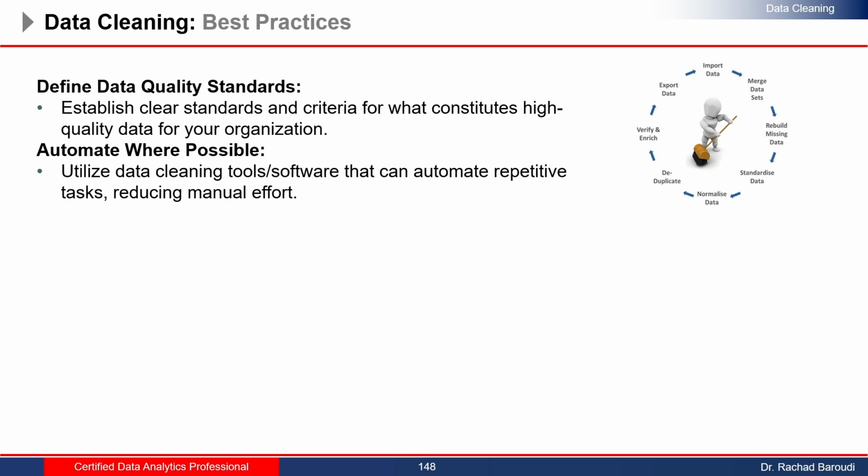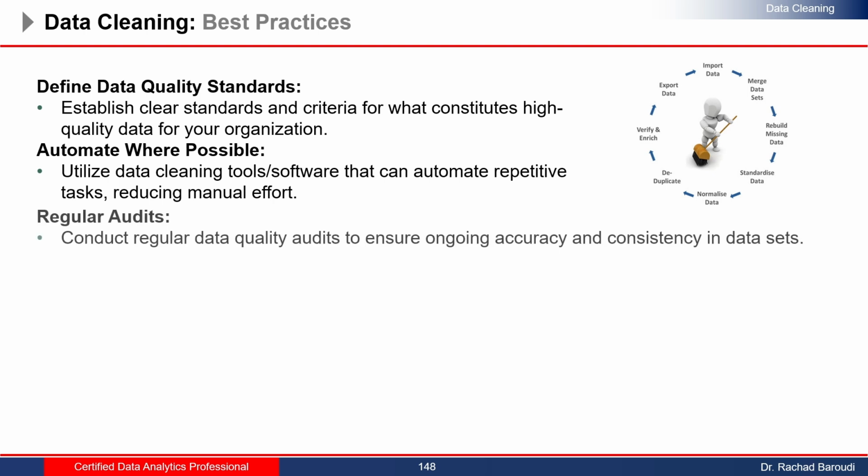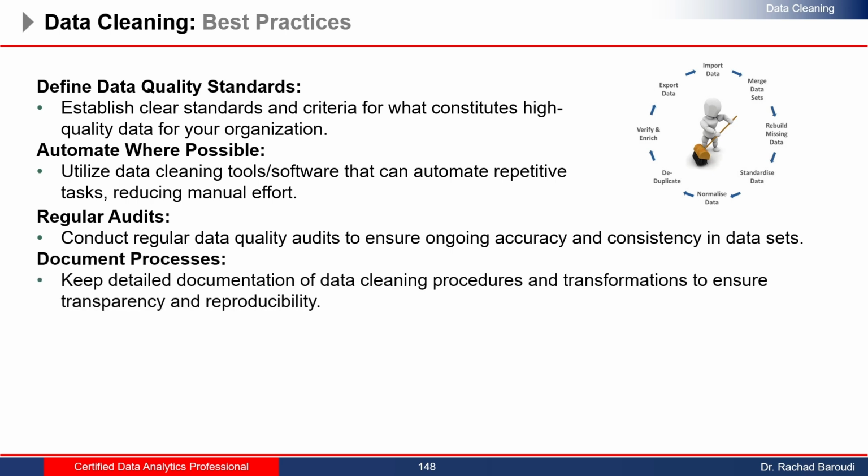At the minimum, you can use pivot tables and macros inside Excel to do that. Regular audits. Conduct regular data quality audits or checks to ensure ongoing accuracy and consistency of data sets. From time to time, you can always handpick a few records just to make sure it's good enough. Document processes.